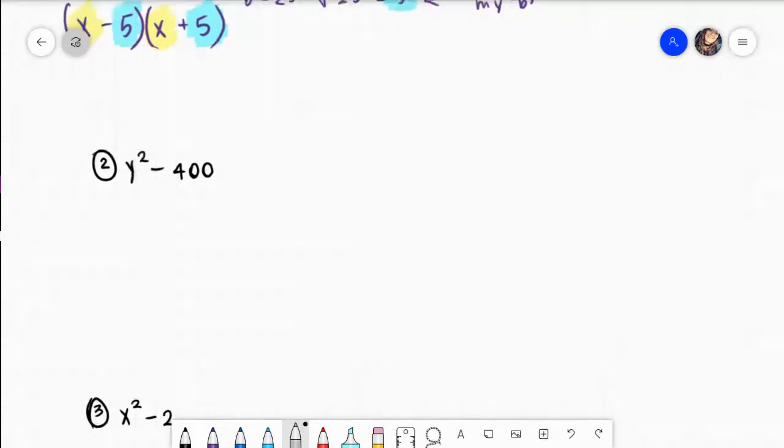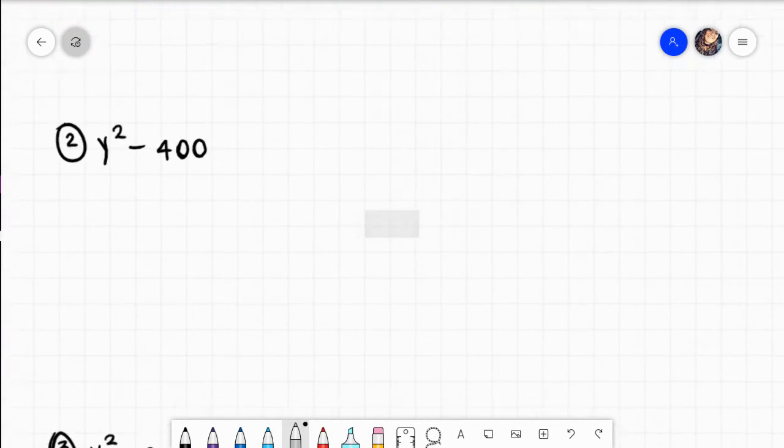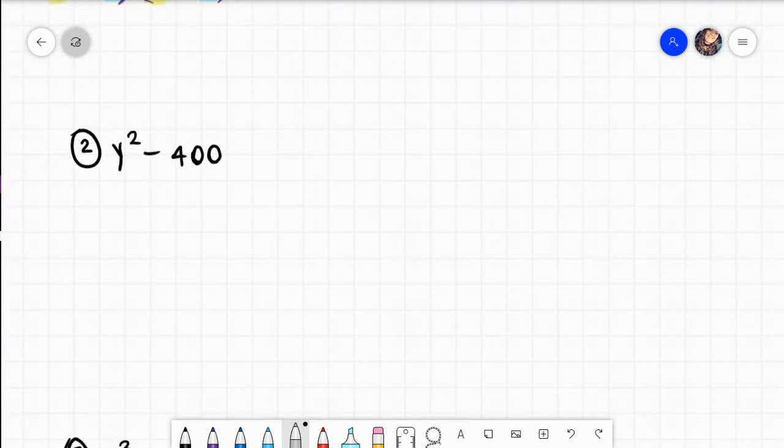So now let's do problem 2. I'm not really wanting to show the other problems, but we'll see how this is. I feel like I'm a little too zoomed in here. Okay, so let's do problem 2.